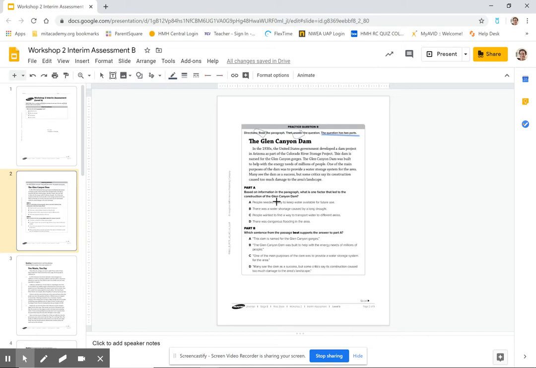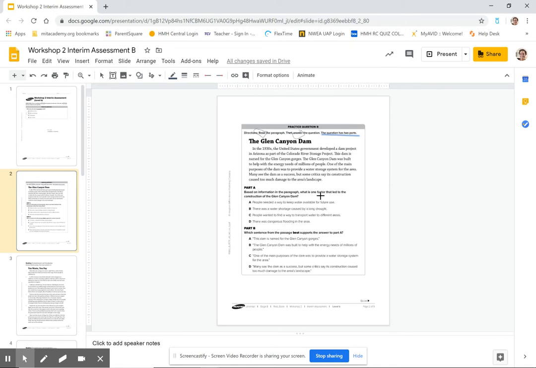Part A. Based on information in the paragraph, what is one factor that led to the construction of the Glen Canyon Dam? Is it A, people needed a way to keep water available for future use? B, there was a water shortage caused by a long drought? C, people wanted to find a way to transport water to different areas? Or D, there was dangerous flooding in the area?